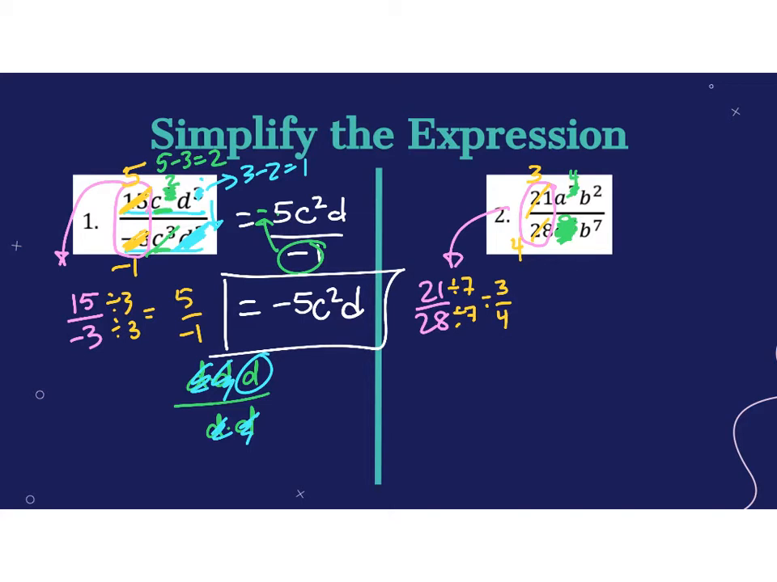Then I have b squared over b to the 7th. I have 7 minus 2 b's left. I have 7 on the bottom. I have 2 on the top that are going to cancel. But here, my extras are left on the bottom. So it's the 2 on the top that go away, and the bottom becomes b to the 5th, because 7 minus 2 is 5. So if I write out this simplified expression, I have 3 times a to the 4th on the top over 4 times b to the 5th on the bottom.